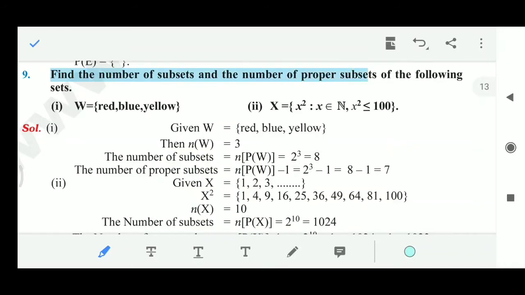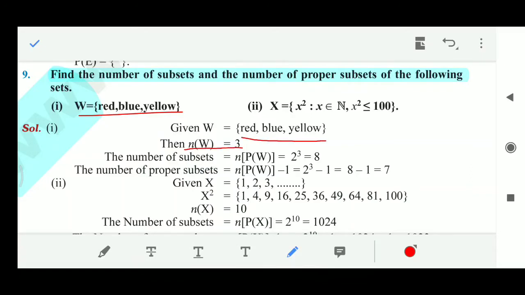Next, in the ninth sum, find the number of subsets and the number of proper subsets of the following. Here the first sum is W is equal to {red, blue, yellow}. So these are the 3 elements, so n of W is equal to 3. The formula to find the number of subsets is 2 power n, that is 2 power 3, which is equal to 8. Then the number of proper subsets is 2 power n minus 1, that is 2 power 3 minus 1, which gives 8 minus 1. The answer is 7. Like that you can do the second sum.